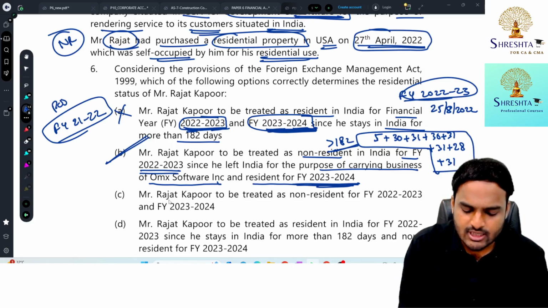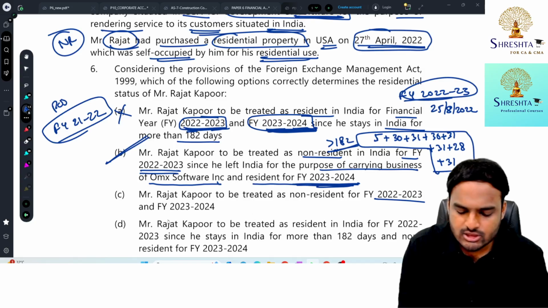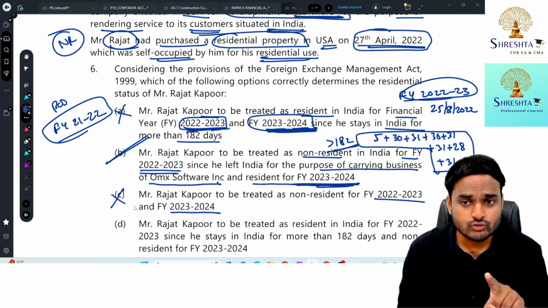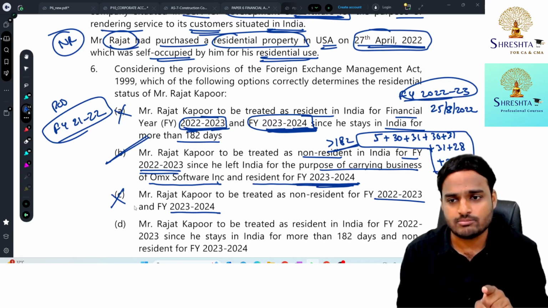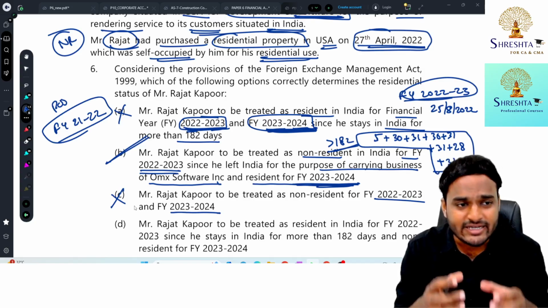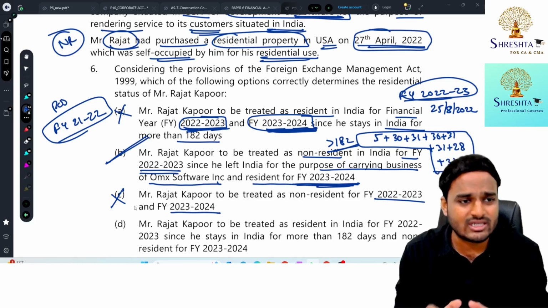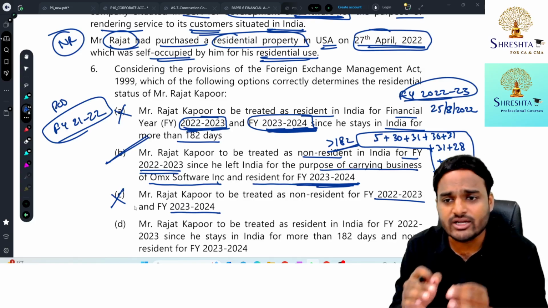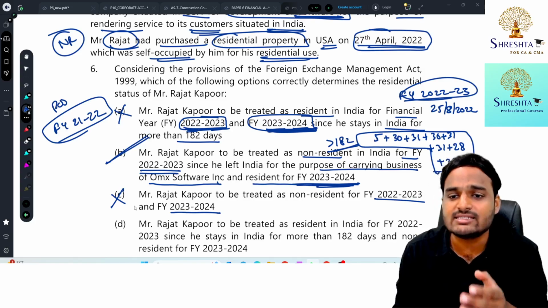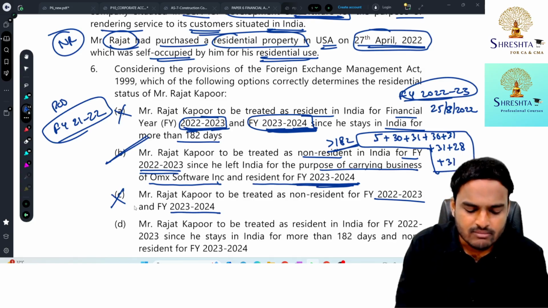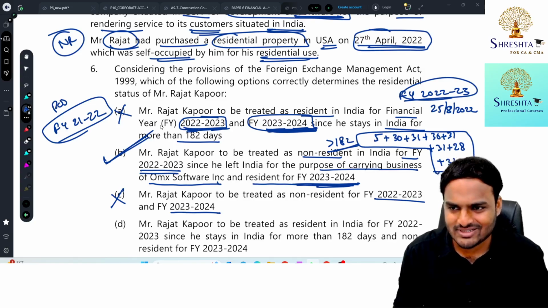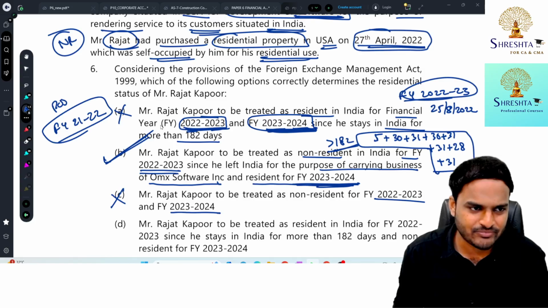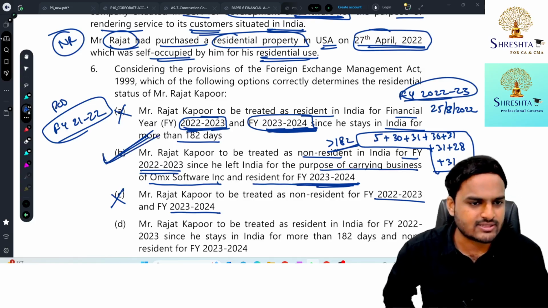Next, Mr. Rajat Kapoor to be treated as non-resident for financial year 22-23 and financial year 23-24. Wrong option. And I told you very clearly, based on assumption, B is the correct option and C is the wrong option. What is the assumption? The intention to stay in India was not given. So I assume that he will stay in India for a period which is uncertain. So based on that assumption, B is the correct answer. Or else C would be the correct option.